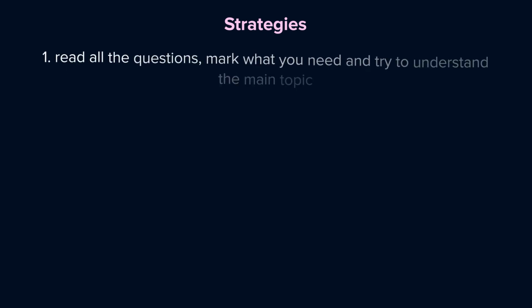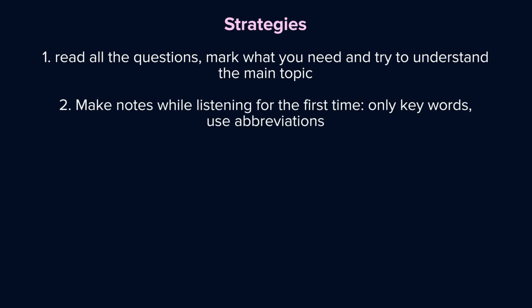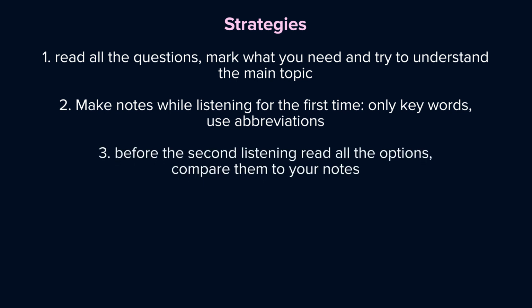Okay guys, let's sum it up. What do you do when it's time for listening 3 through 9? 1. Read all the questions, mark what you need, and try to understand the main topic. 2. Make notes while listening for the first time, only keywords and use abbreviations. 3. Before the second listening, read all the options, compare them to your notes.